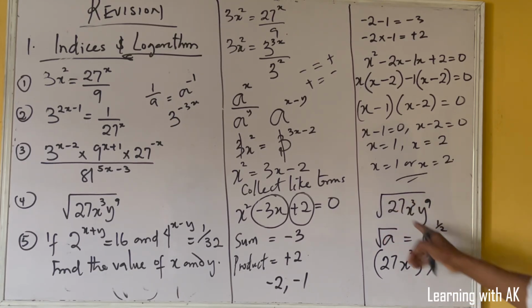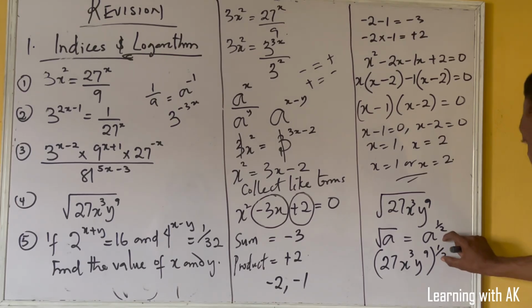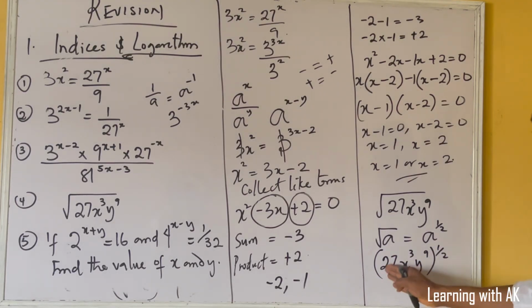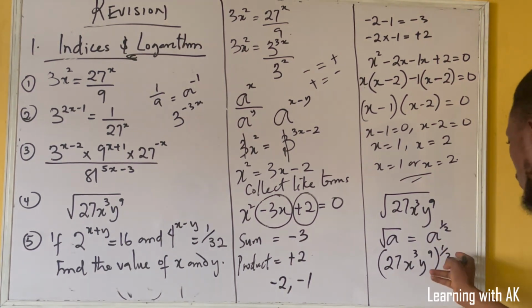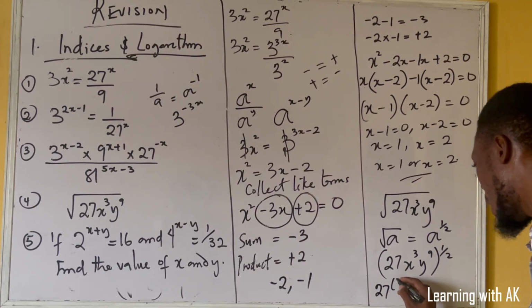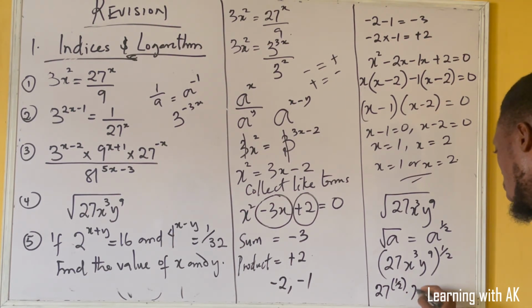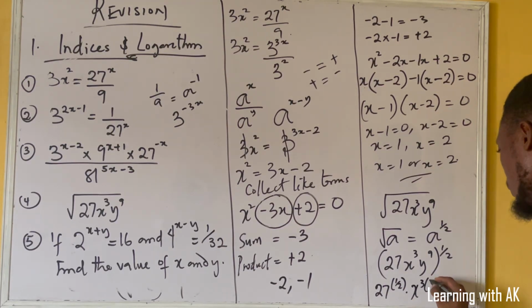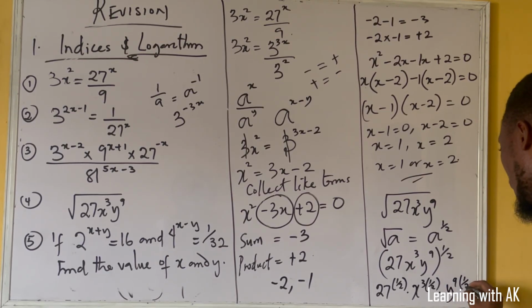This 1 over 2 affects everything: it affects 27, it affects 3, it affects 9. So I use 1 over 2 to open the bracket. Hence I have 27 raised to the power 1 over 2, dot, which means multiplication, x raised to the power 3 times 1 over 2, then dot y raised to the power 9 times 1 over 2.